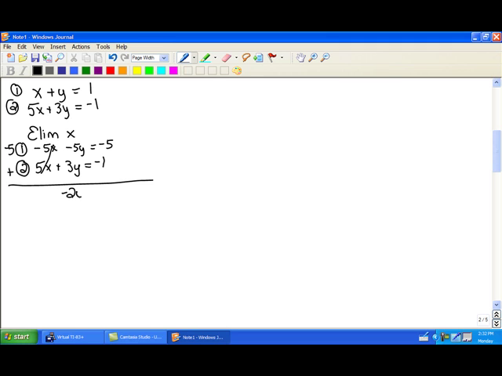I have negative 2y equals negative 6. When I divide both sides by a negative 2, I can see that the y answer is going to be 3. Halfway there, got the y.